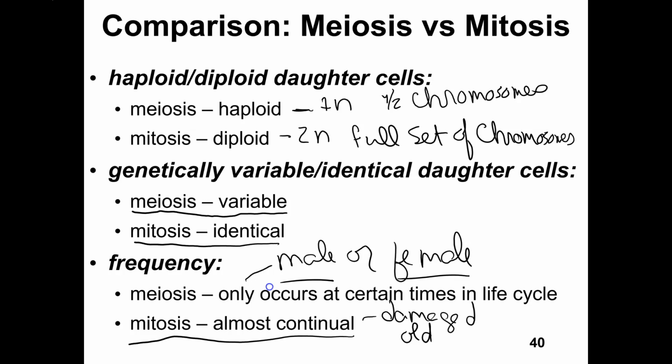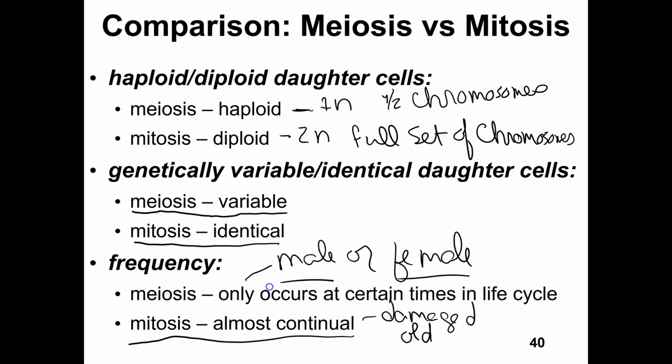And then we go through an arrest phase where we aren't going through meiosis during infancy and childhood. We hit puberty, we kick up and start back into meiosis. We go through meiosis until we hit menopause. And so at menopause, we no longer go through meiosis. So it has certain times.